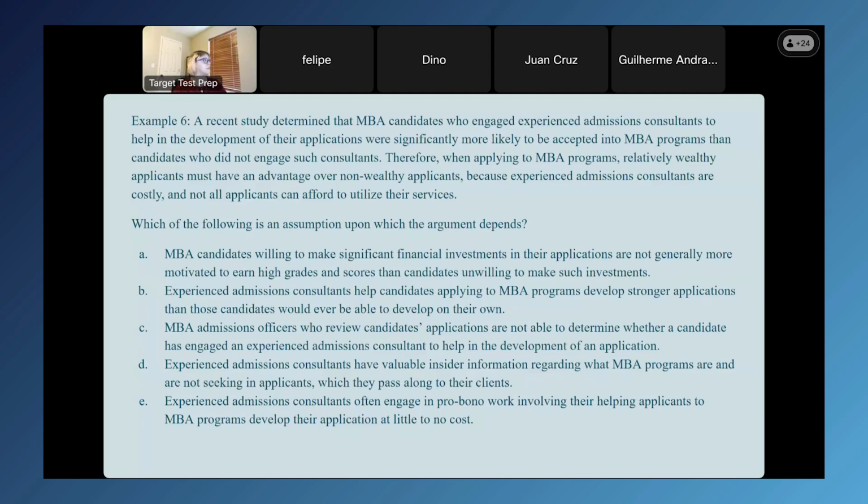A recent study determined that MBA candidates who engaged experienced admissions consultants to help in the development of their applications were significantly more likely to be accepted into MBA programs than candidates who did not engage such consultants. Therefore, when applying to MBA programs, relatively wealthy applicants must have an advantage over non-wealthy applicants because experienced admissions consultants are costly and not all applicants can afford to utilize their services.